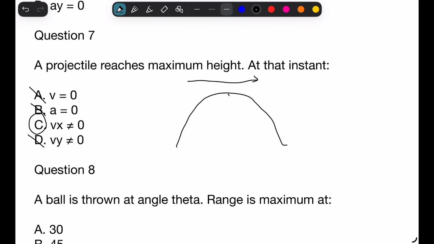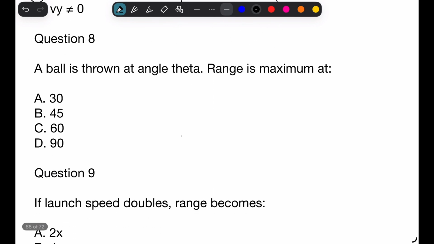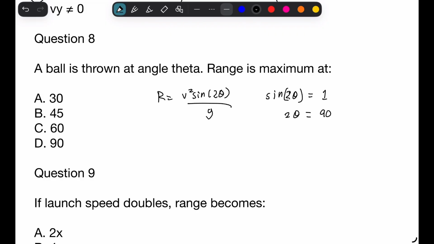These are not true. A ball is thrown at an angle theta. At what angle is the range maximum? Well, this is our formula for range. If we have a maximum range, sine of 2 theta must be equal to 1. So 2 theta is going to have to equal 90 degrees. Therefore, if we divide both sides by 2, we get theta equals 45 degrees.